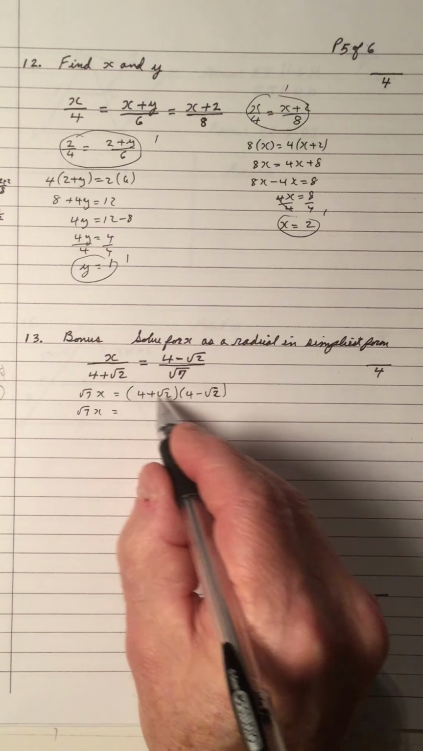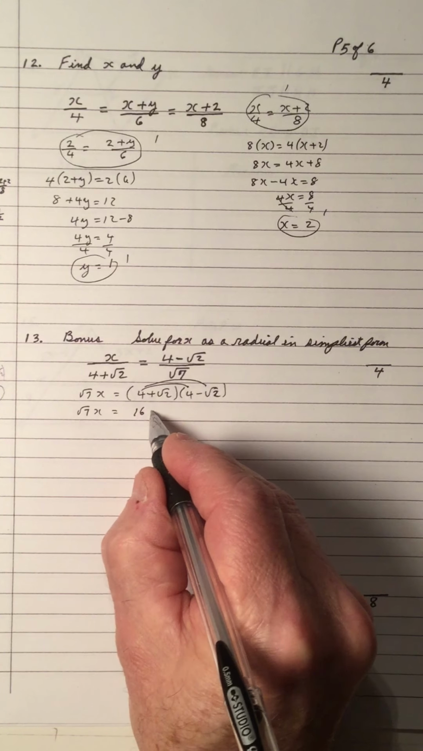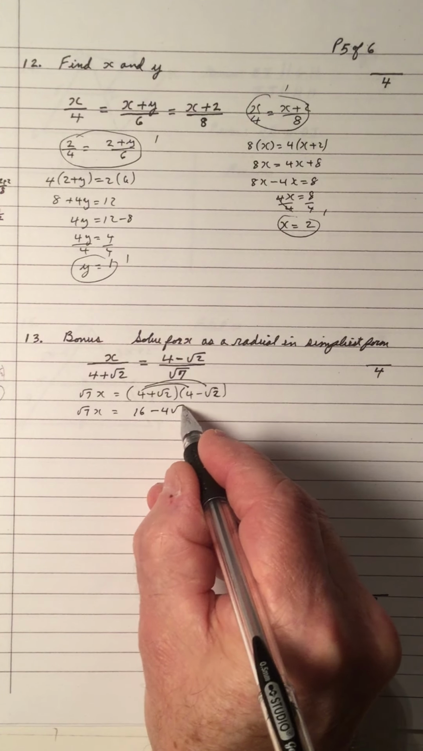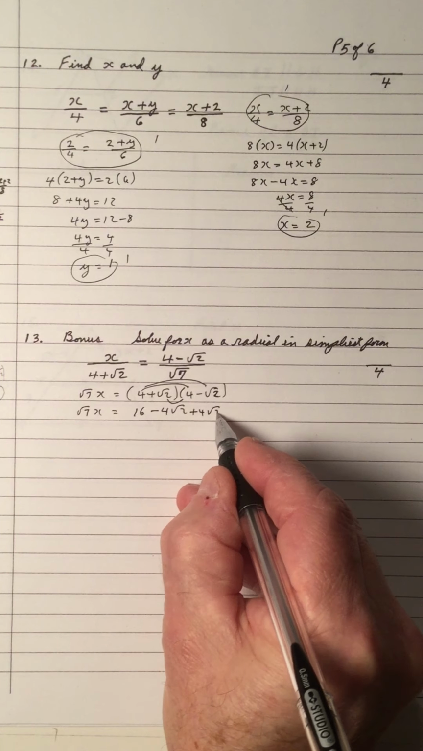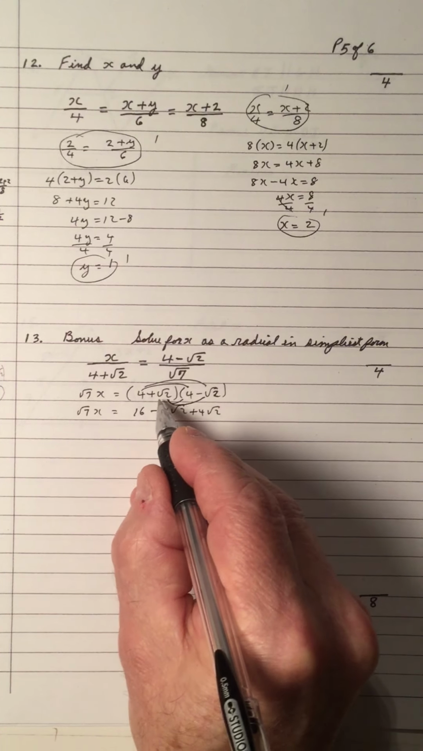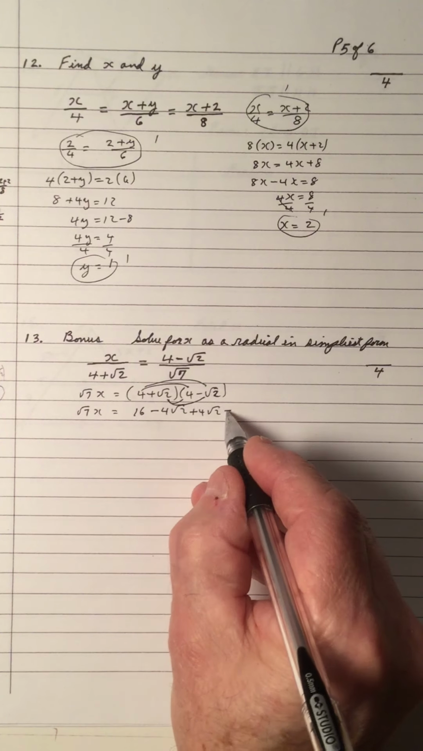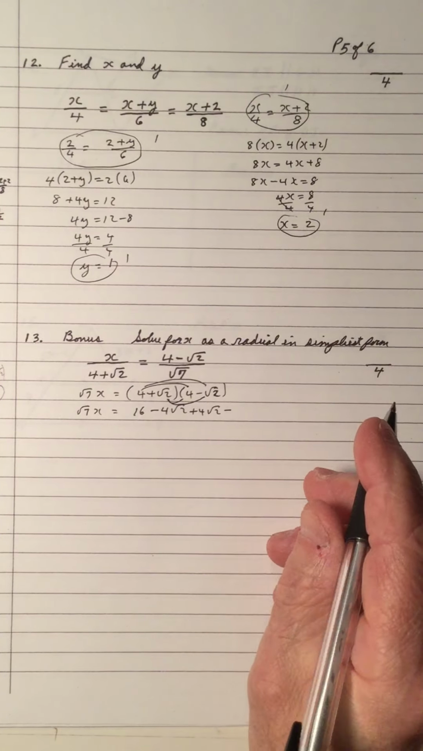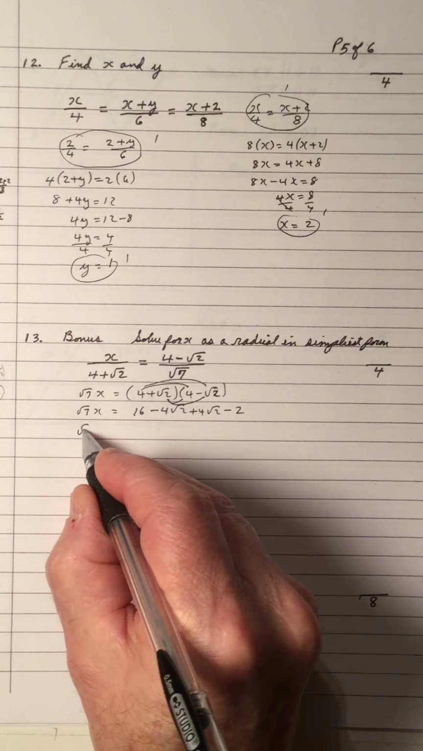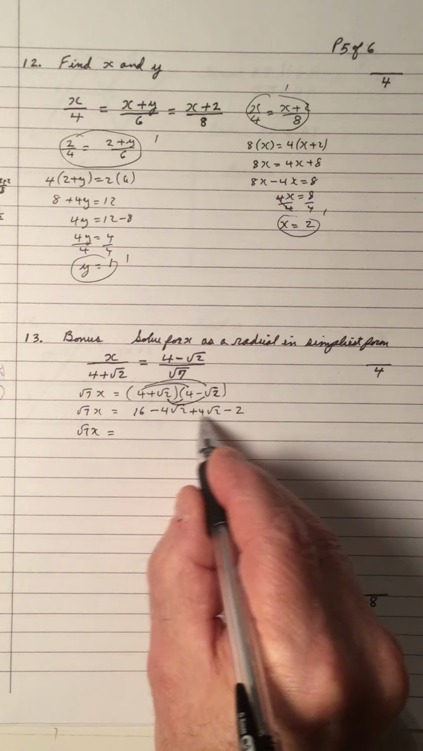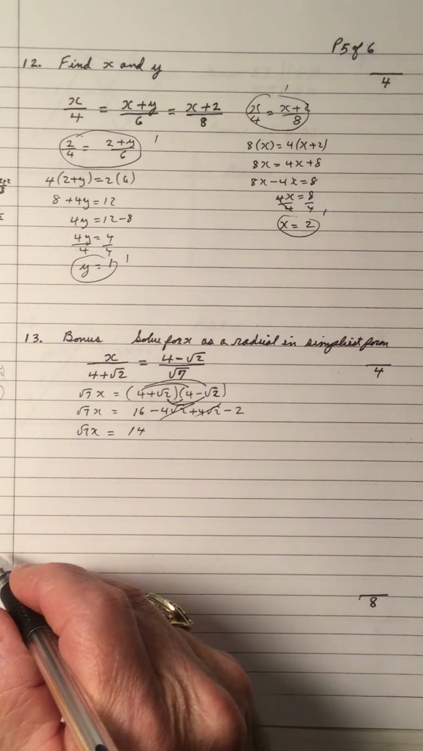Now I got a FOIL on this. First, outside, inside, last. And negative times a positive is a negative. Positive times a negative is negative. Root 2 times root 2 is root 4, which is a 2. And we get root 7x equals, simplify that, they cancel out, and I get a 14.